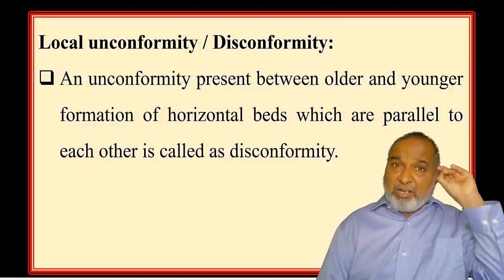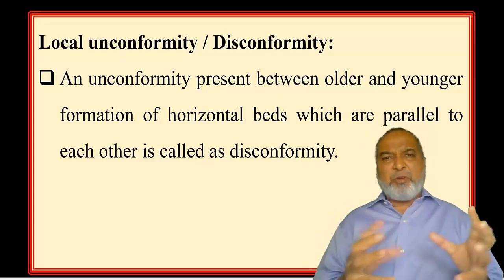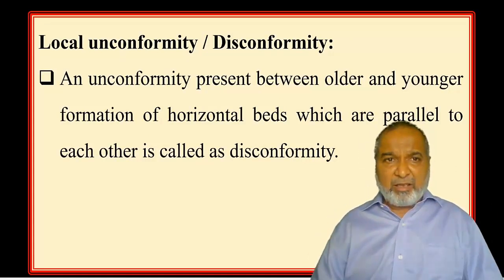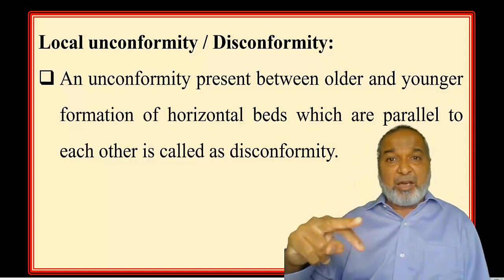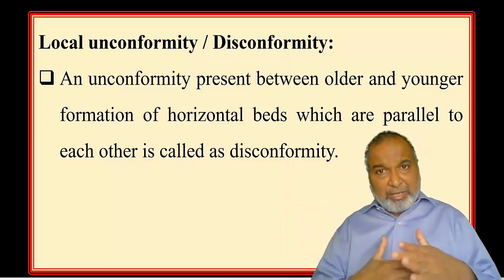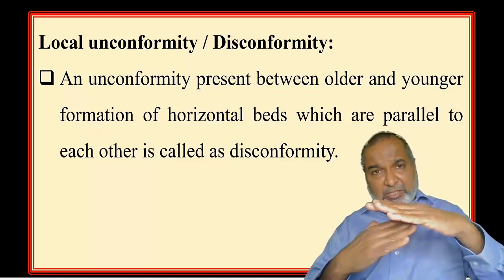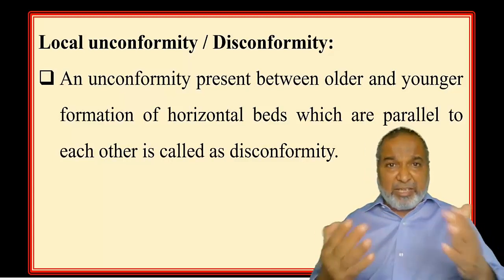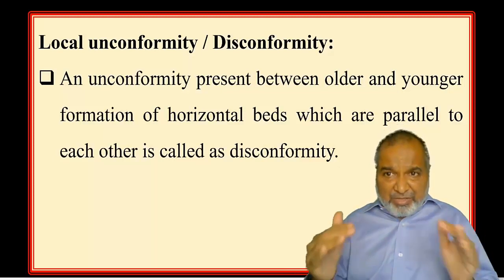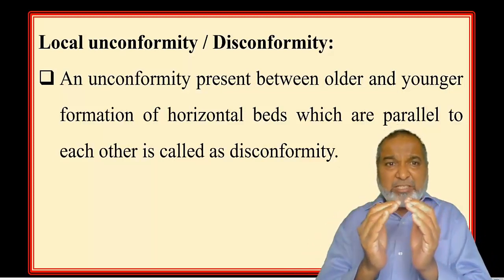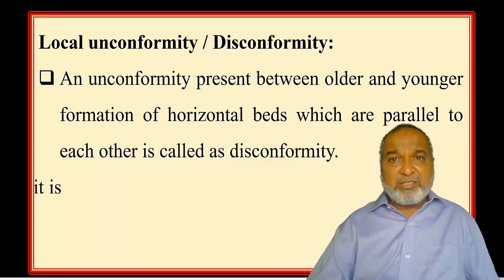Next one is local unconformity or disconformity. The name is given depending only on the area. The unconformity is present between the older and younger formation, and both are horizontal. Earlier, in the angular one, the upper younger formation was horizontal, whereas the lower older formation was inclined. But in the case of local unconformity or disconformity, both are parallel. If the unconformity has taken place over a smaller area, it is local unconformity; if it is over a larger area, it is called disconformity.